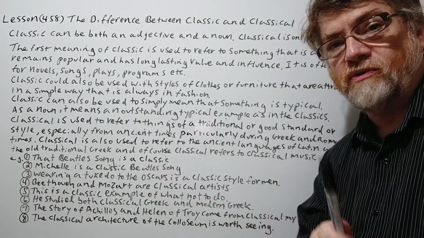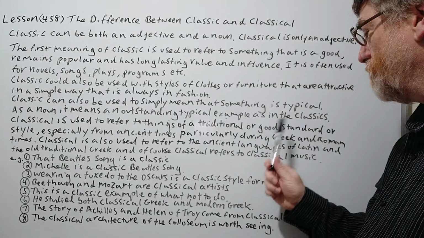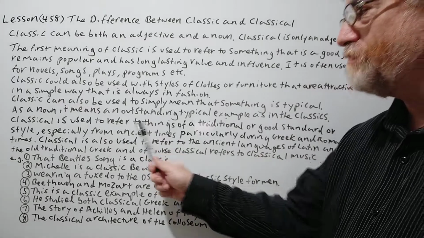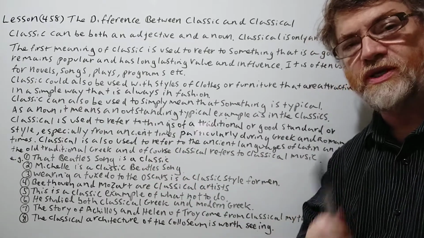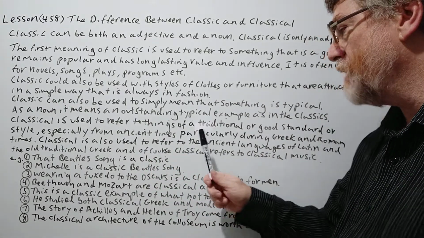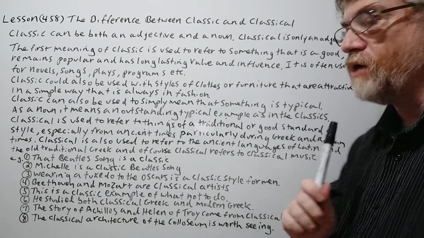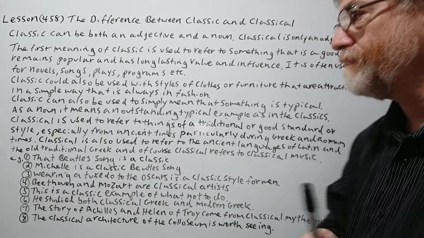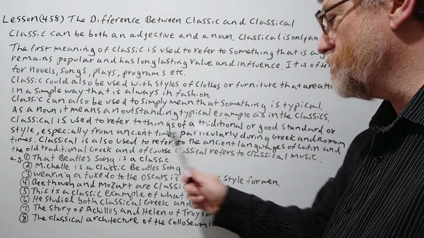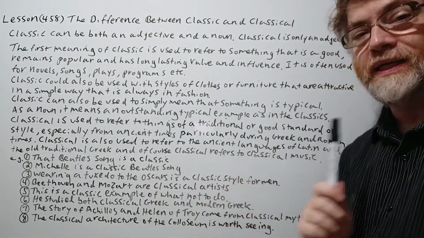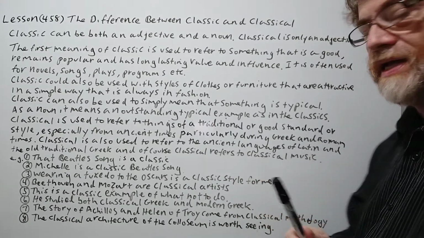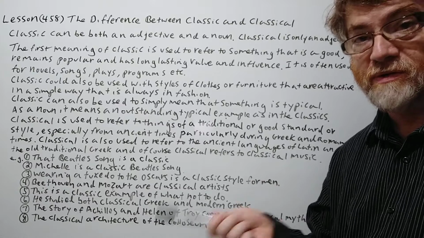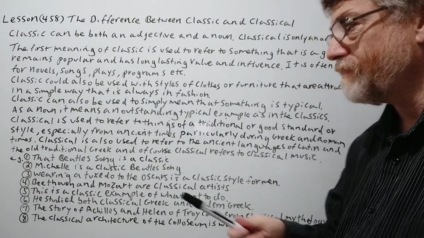Classical is used to refer to things of a traditional or good standard or style, especially from ancient times. So that's one of the key parts here, ancient times, particularly during Greek and Roman times. Okay, good. Classical is also used to refer to the ancient languages of Latin and the old traditional Greek. So we sometimes say classical Greek. Okay, good.